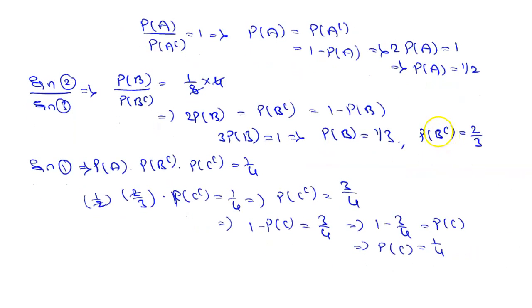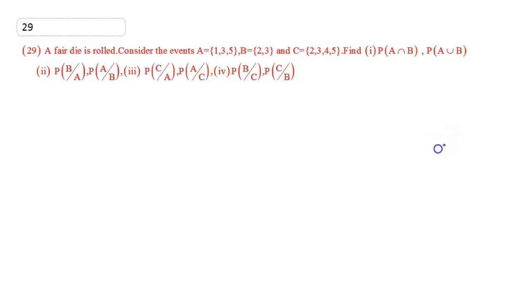So here P of A value is 1 by 2. P of B value is 1 by 3. And P of C value is 1 by 4. Okay. Now go for the next question, which is 29. So here N of A can be taken as 3. N of B can be taken as 2. And N of C as 4, right?